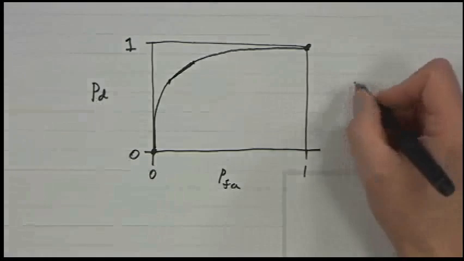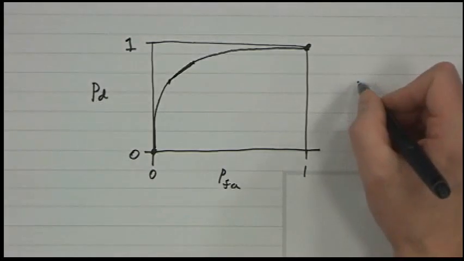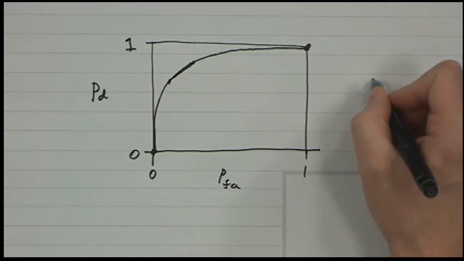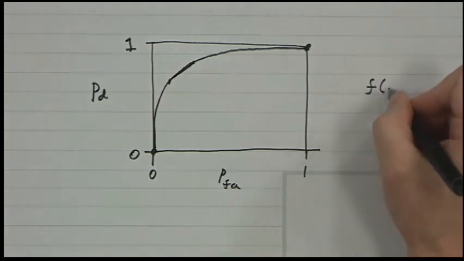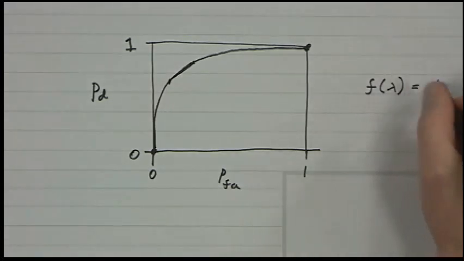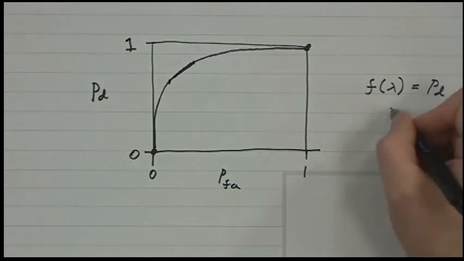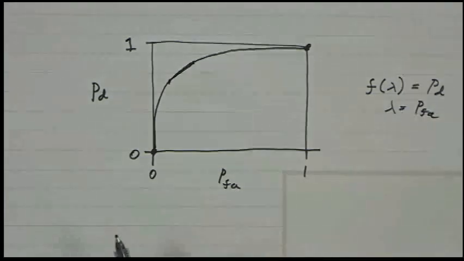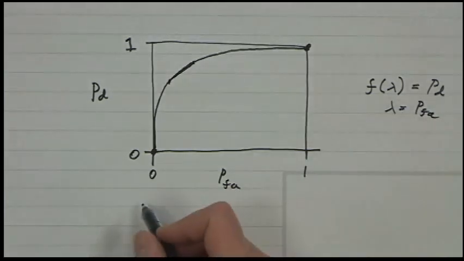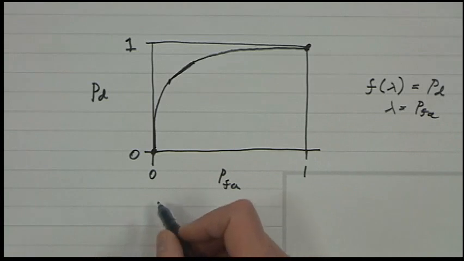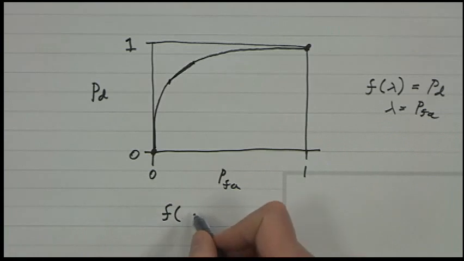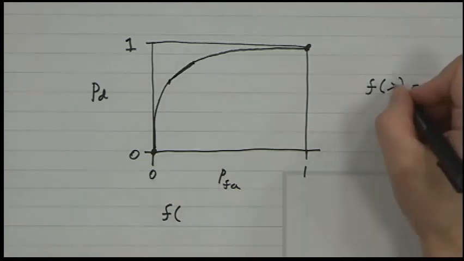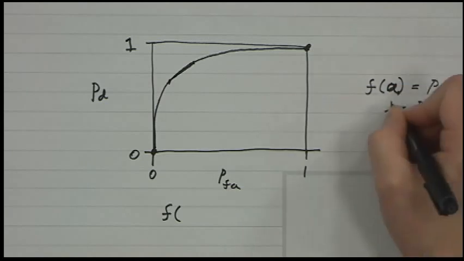So let's say this function is f of lambda, equal to the probability of detection given that lambda equals the probability of false alarm, okay? So that's the function. The function is said to be convex, or technically speaking, this is concave. Concave. I should have used a different letter here. Can I change that to an A?